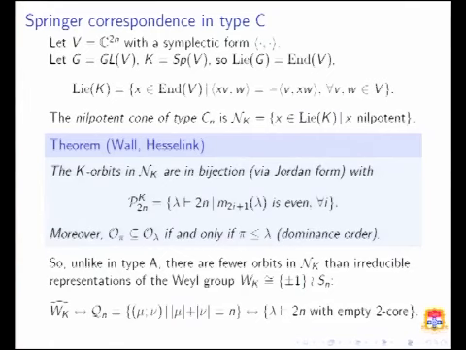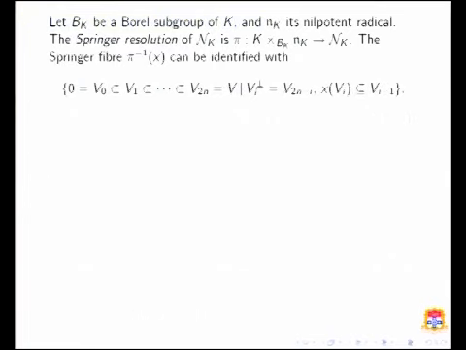And that condition of having empty 2-core is weaker than the condition of having all the odd parts occur with even multiplicity. So there are more representations of the Weyl group than there are orbits in the nilpotent cone. So it's not quite as simple as the type A case. Okay, but as you probably know, there is a way to actually find all the irreducible representations in terms of the geometry of the nilpotent cone, and that's the Springer correspondence.